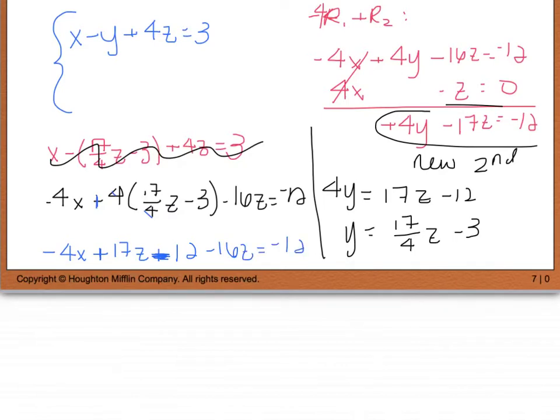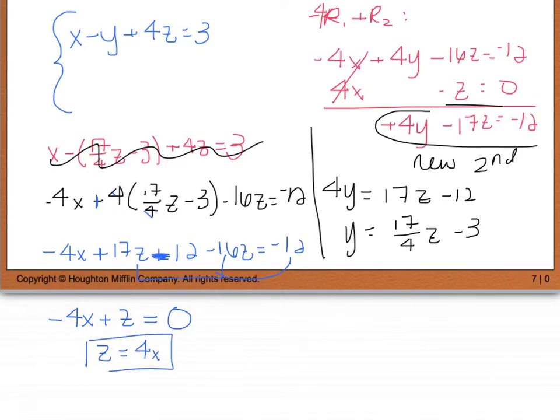So we go ahead and get our like terms. We have like terms here. I end up with a negative 4x plus z. I move this 12 over, and that gives me equals 0. So now I can solve for z, and z equals a positive 4x.